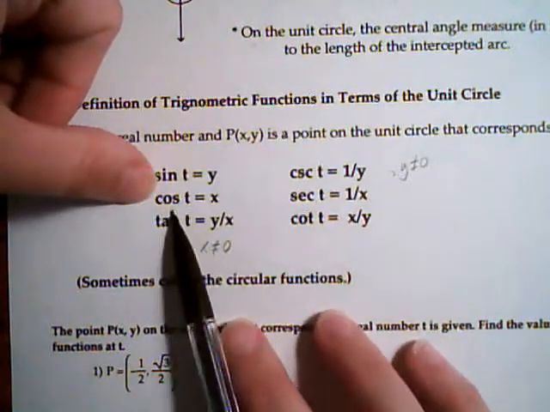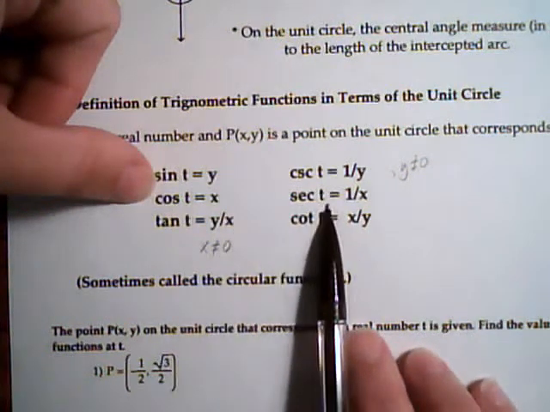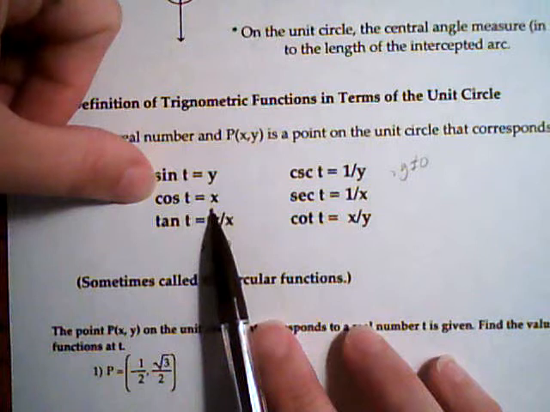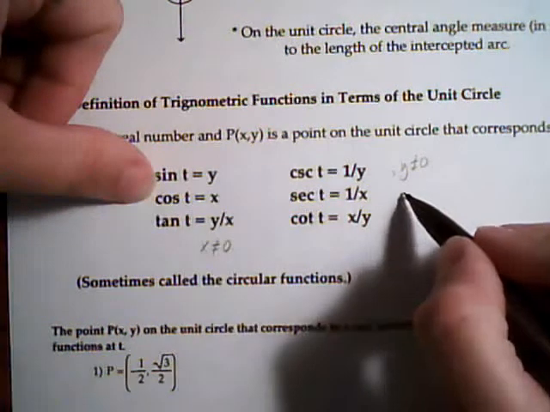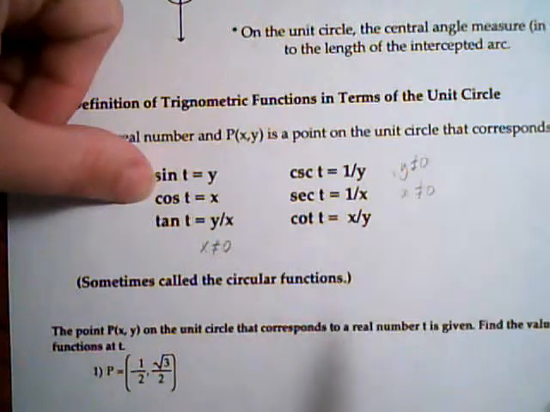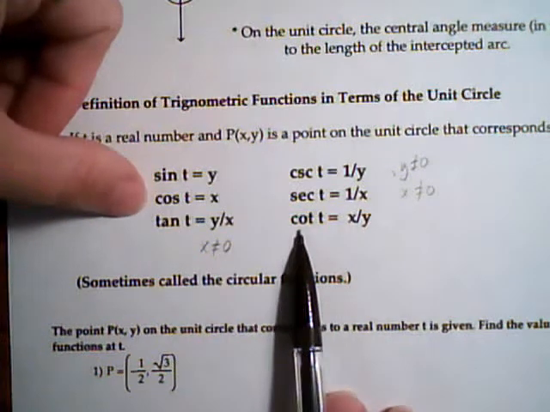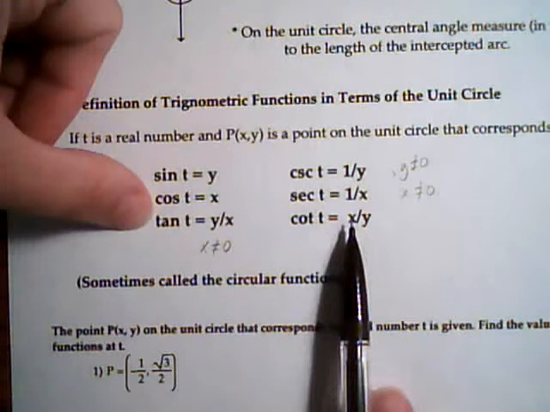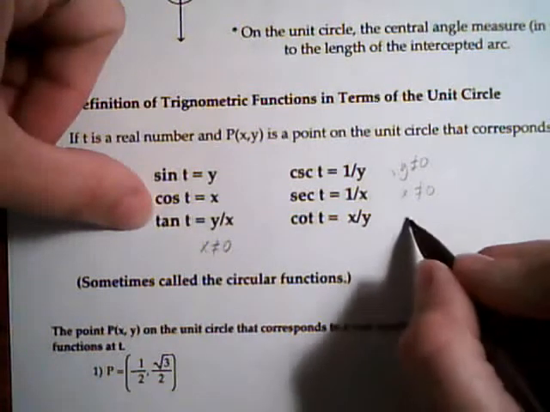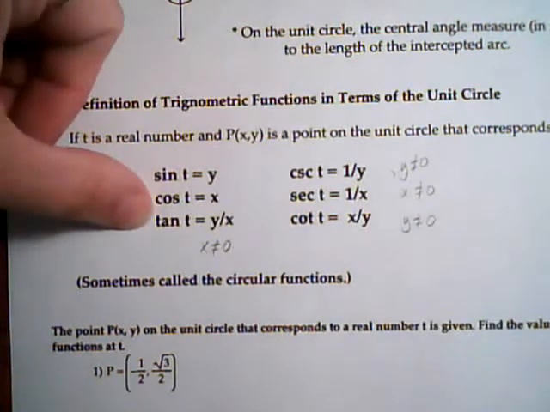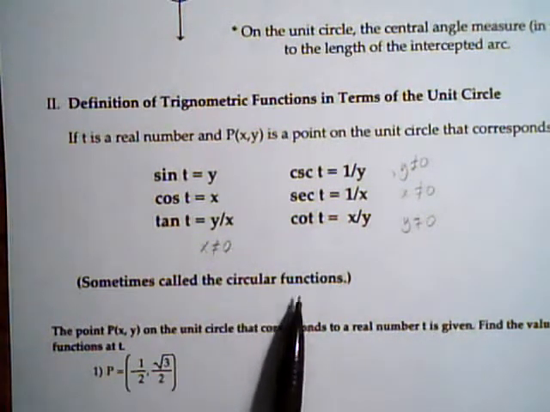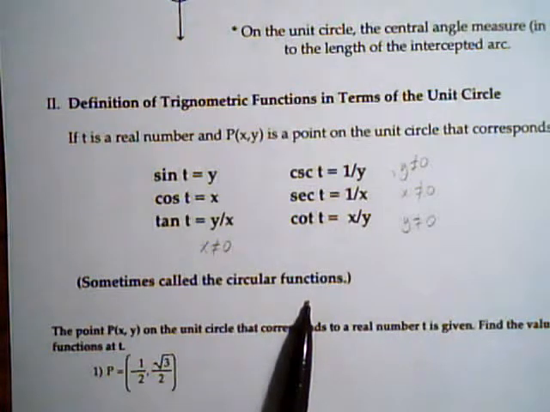Secant is the reciprocal of cosine, so we say the secant of t is 1 over x, which would be the reciprocal of x, provided that x does not equal 0. And the cotangent is the reciprocal of tangent, so we say that is equal to x over y as long as y does not equal 0. Now, when you see the trig functions defined in this manner, we sometimes call them the circular functions.